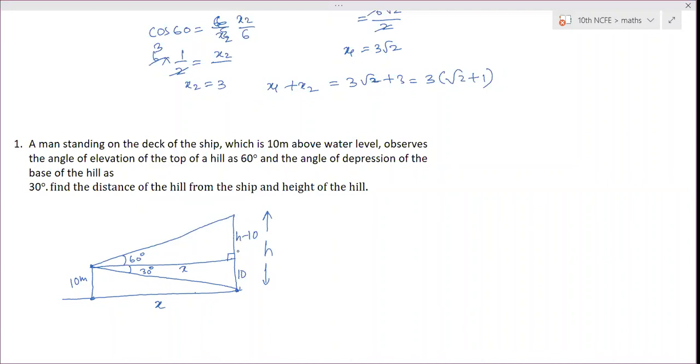Any other doubts anyone has? Still? Ma'am, the 10th one. Huh? The 10th one in the test.